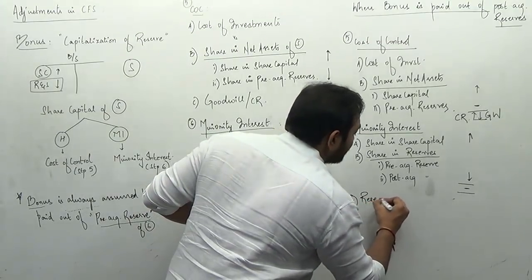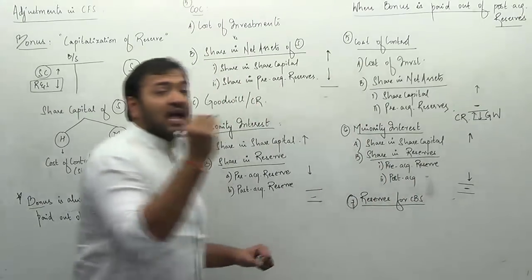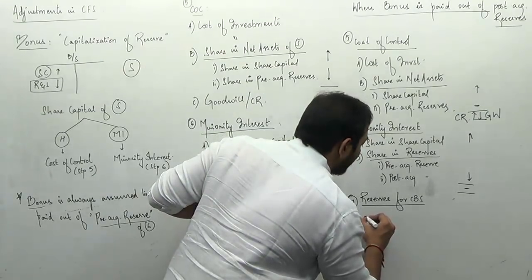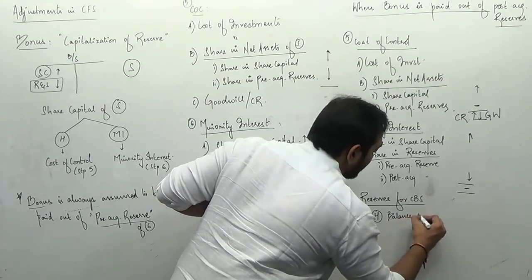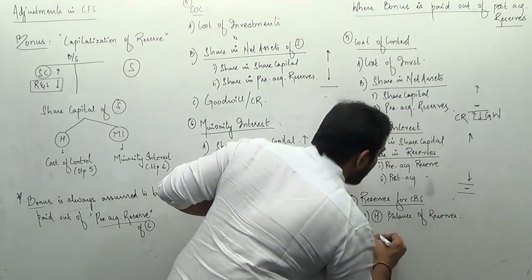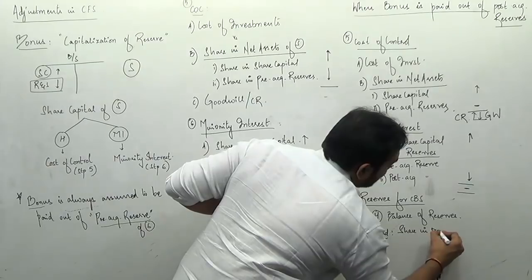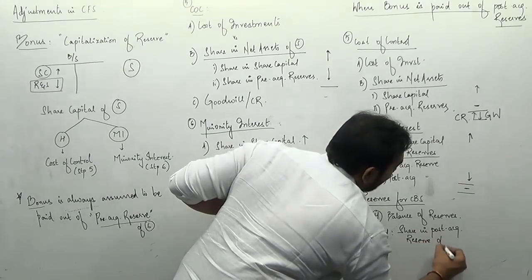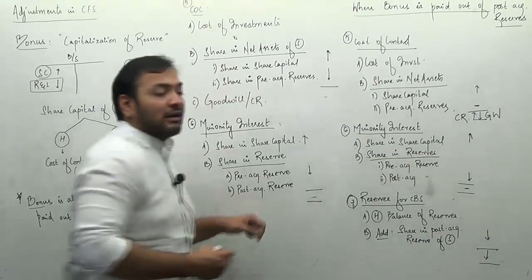is your reserves for CBS. That is where we consider holding company share in the subsidiary's post-acquisition reserves. So in your reserves for CBS, when we start calculating, we always start with holding company's balance of reserves. Holding company's balance of reserves, we add share in post-acquisition reserves, holding company share in the post-acquisition reserve of S, which reduces. That means even your reserves for CBS will definitely decrease.